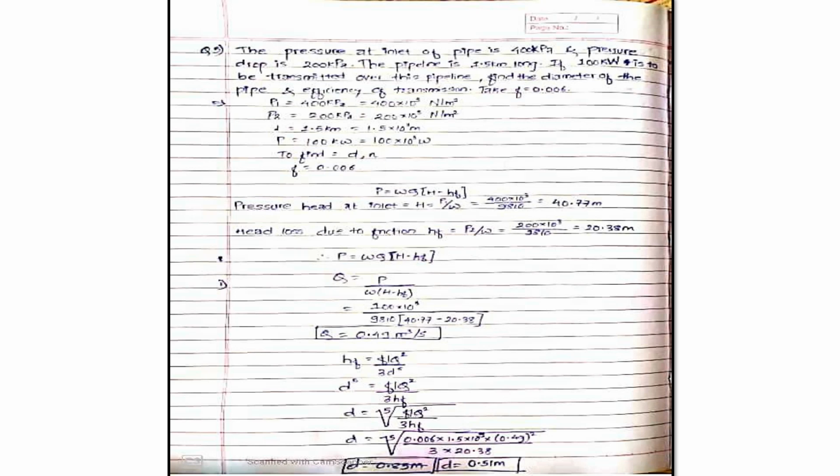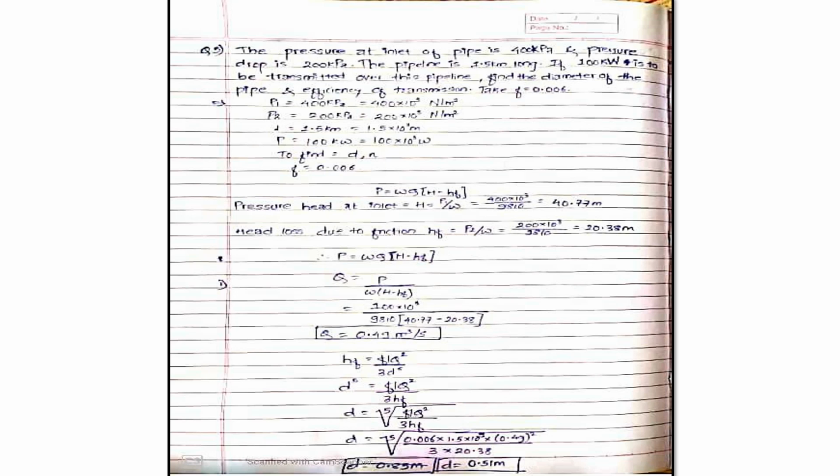Therefore, substituting the value, we will be rearranging the term first. Q is equal to P divided by W into bracket H minus HF. So P is 100, power he has given 100 into 10 raised to 3, W is 9810 into bracket capital H 40.77 minus HF 20.38, and discharge you can find 0.49 meter cube per second. By using this discharge, we can calculate the diameter.